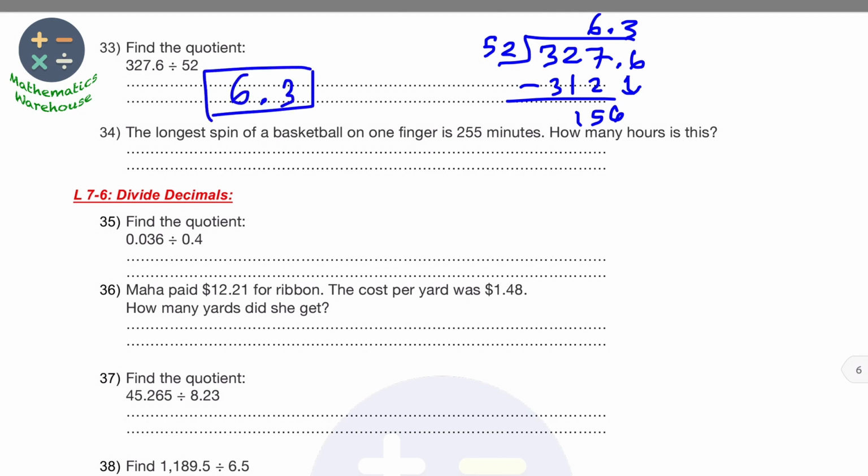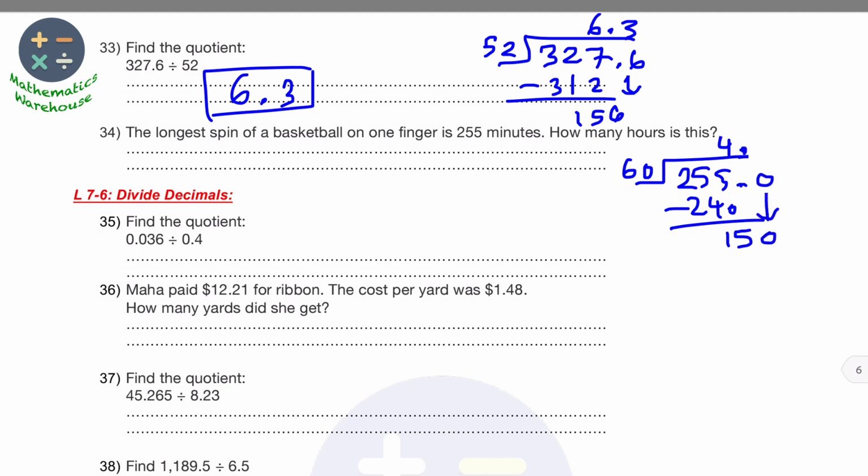Next question. The longest spin of a basketball on one finger is 255 minutes. How many hours is this? As we know, 1 hour equals 60 minutes, so we have to divide 255 by 60. Now 25 divided by 60 cannot be done, so 255. It's about 4. 4 times 60 equals 240. Subtract, equals 15. Now put the point up and 0 down.